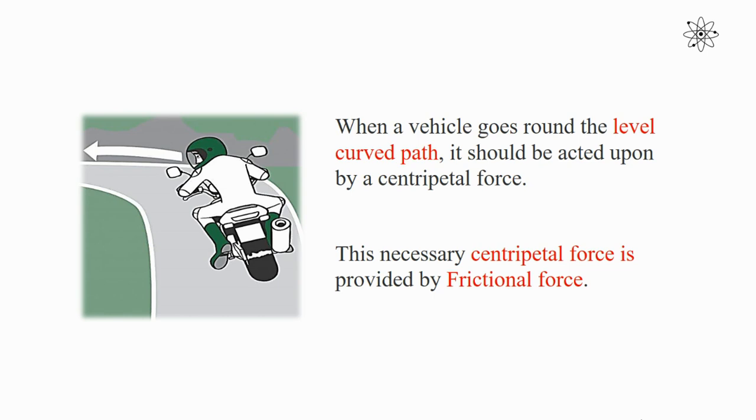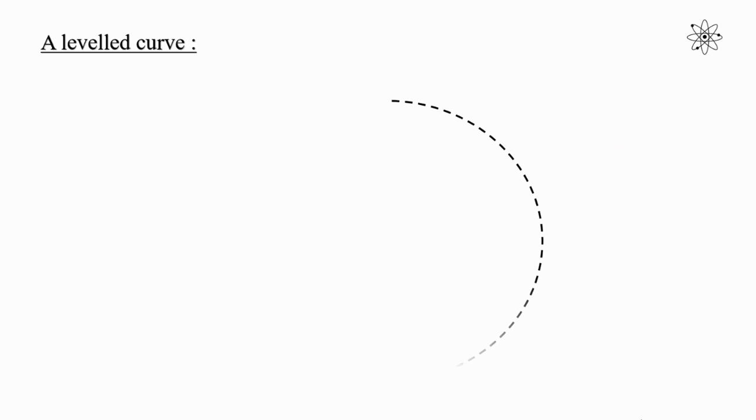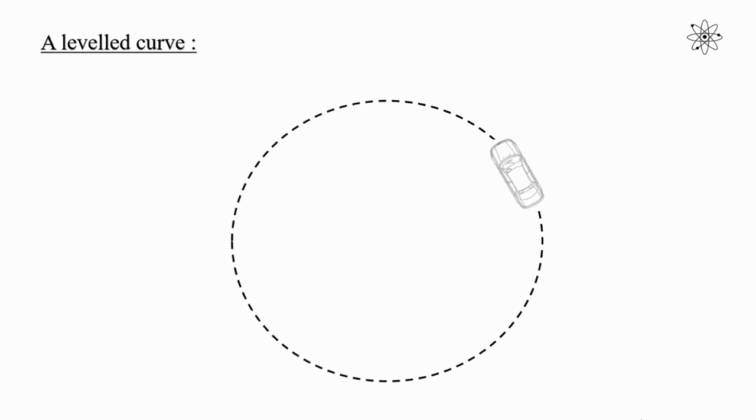How? Let's understand. For that, let's consider a level circular path along which a car takes a turn towards the left side. This is the direction of the curved path. This is the direction of motion. As you observe, students, the direction of motion is on the right side, while the direction of the curved path is on the left side. The object has a tendency to keep its motion along a straight path, which is known as inertia.